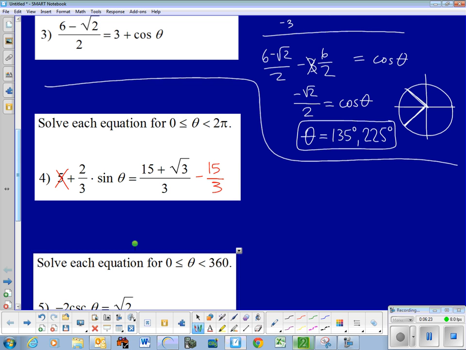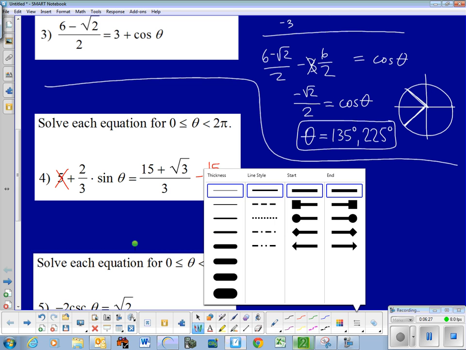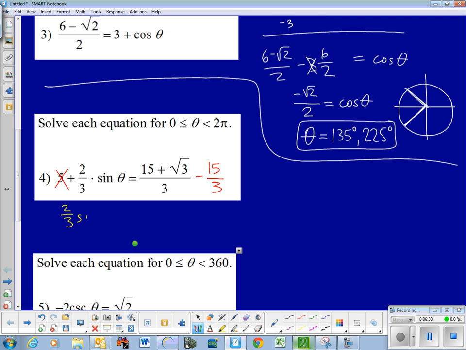Just to get the simplification rolling here. So now I'm at 2/3 sine theta is equal to 15 plus the square root of 3 minus 15. It's the square root of 3 over 3. And now to get sine completely by itself, I'm going to multiply both sides by 3/2. Cancel the 2/3. And my equation becomes sine of theta equals, cancel the 3's, square root of 3 over 2.